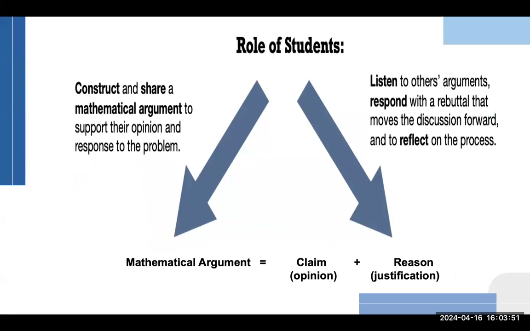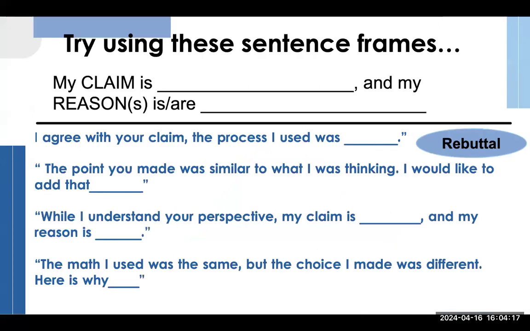There's a couple of roles that students have. You propose a question, and then they have to construct an argument. And an argument is a claim with a reason. So they've got to come up with the answer and then be able to justify it, right? But they also have to listen to what others' arguments are so that they can respond with a rebuttal, and engage in some reflective process. It's helpful, again, to have some sentence frames around this as you're supporting them and having that discussion.